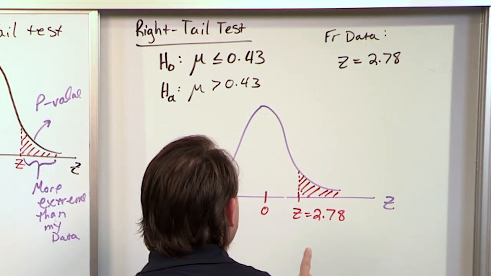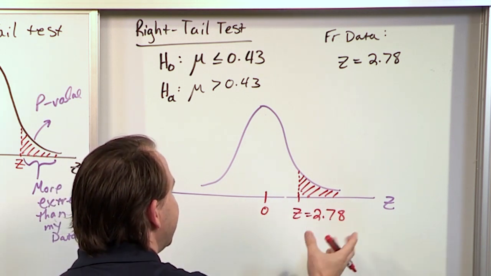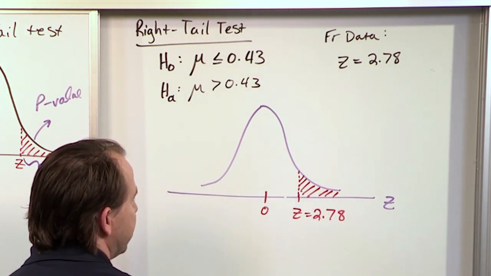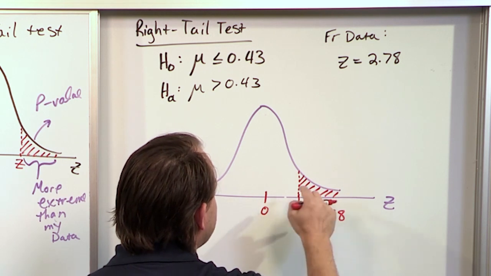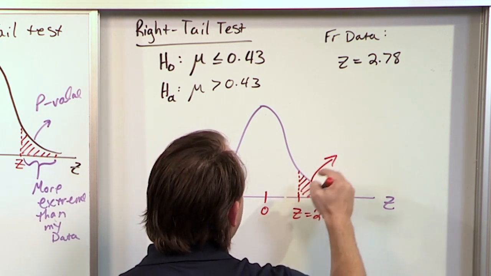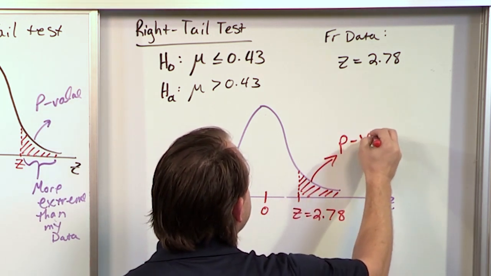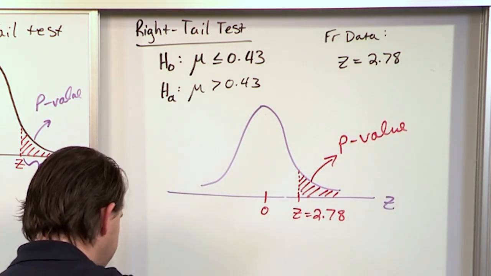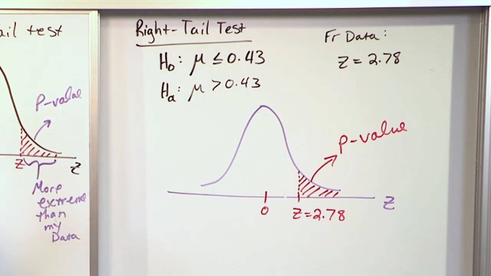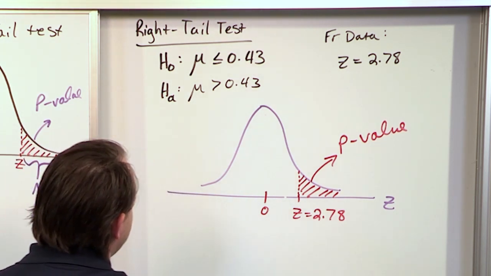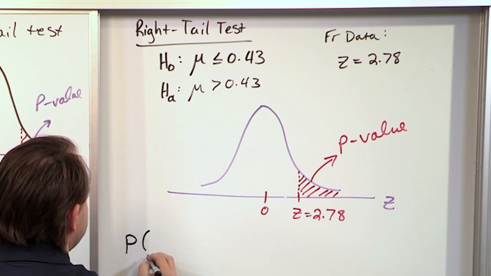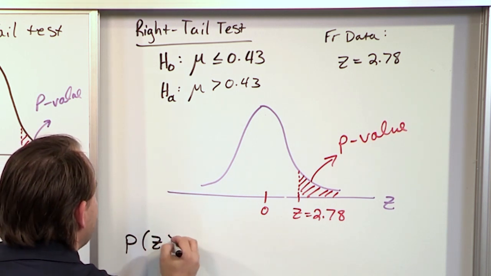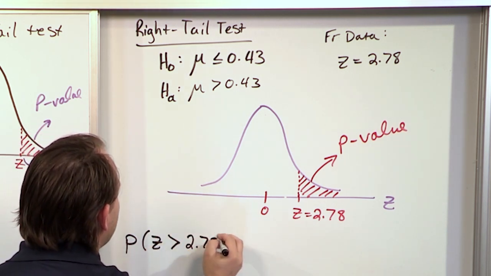So what I'm looking for is the probability that I select my next sample and I get a value more extreme than the data set that I'd previously collected. So that means that this area here is going to be the p-value, the area under the curve to the right of this value of z. In order to do that, you can use your normal distribution table in the back of your book. The probability of getting a value of z greater than 2.78 is what I'm after.